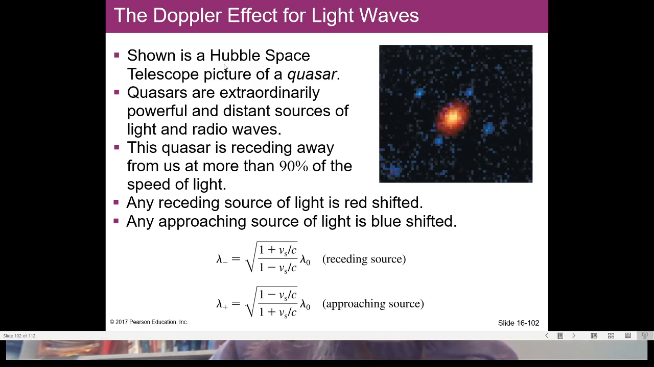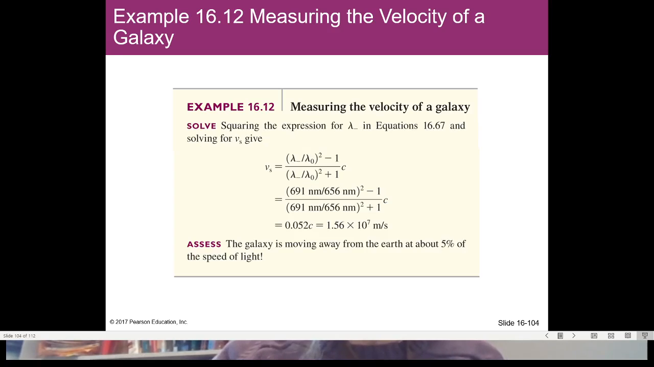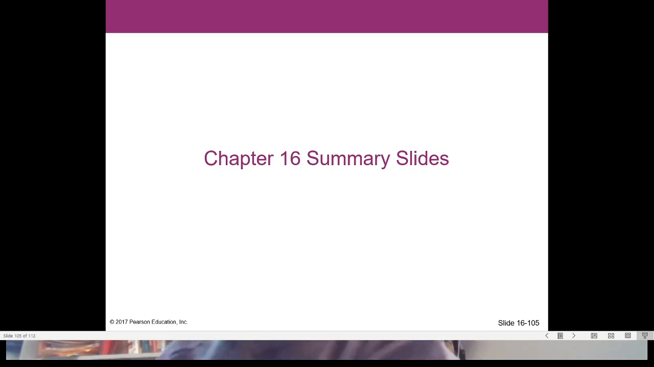So here, this is how we know that, for example, different stars are moving away from us or towards us, if their characteristic spectra are either blue shifted or red shifted. If the light is going away from us, then it's red shifted. If it's coming towards us, then it's blue shifted. Okay, so we can actually measure the velocity of a galaxy relative to us by looking at how the characteristic spectrum is blue shifted or red shifted. And so here's the equations for that. And that's it. All right, so that's the last subject in this chapter.